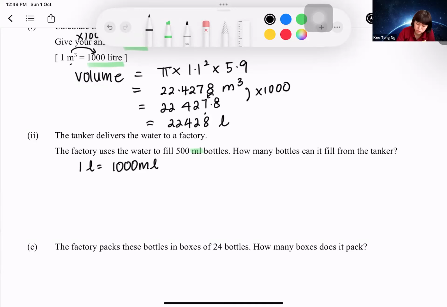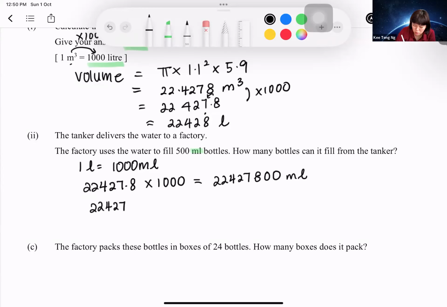Then I'll need to fill many bottles from the tanker itself, right? So in this case, what we need to do, we take 224 to 7.8. We use the more accurate answer, okay? Then we change it to 1,000 ml. Okay, milliliter. Then we can divide this number, the number of bottles will be this number divided by 500 ml. Alternatively, you can change the 500 ml to liters, 0.5 liter, then divide by 0.5, also can.